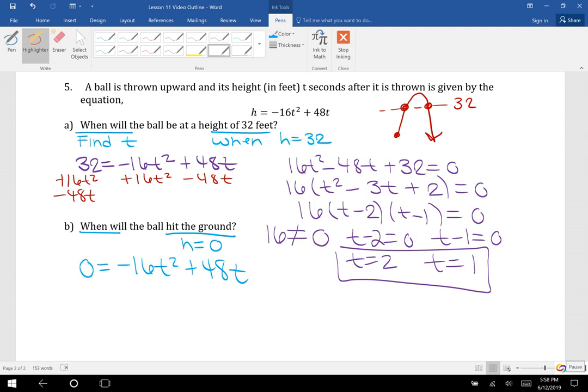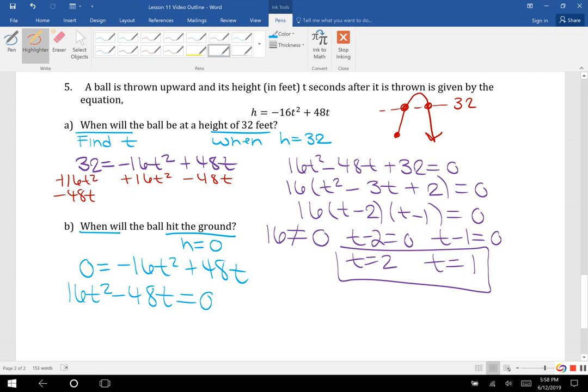If you don't like that negative, which I usually like the t squares to be positive, you could take those terms and just move them to the other side. That would then give you a plus 16t squared minus 48t equals 0. And that might look a little bit nicer for some of you. You don't have to do that.